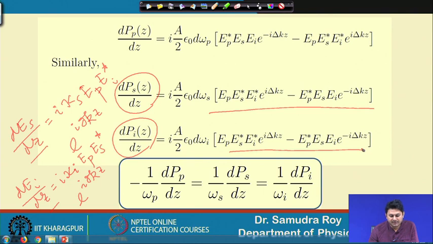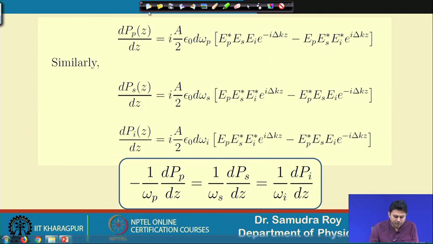If you compare these three results, you will find that whatever you are getting here, exactly a similar term you will get here and here in case of signal and idler. The only difference is one negative sign. Because here it is E p star E s E i, but here you have E p E s star E i star. So, once you have a negative sign for all these cases, these three equations can be represented in terms of a more general equation.